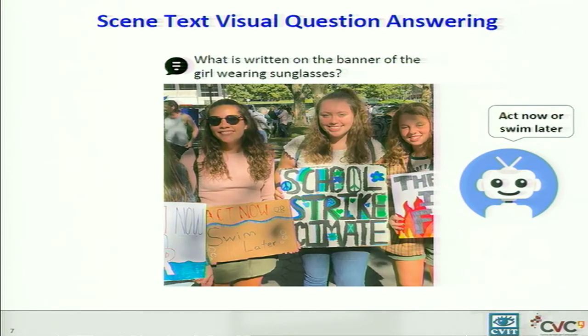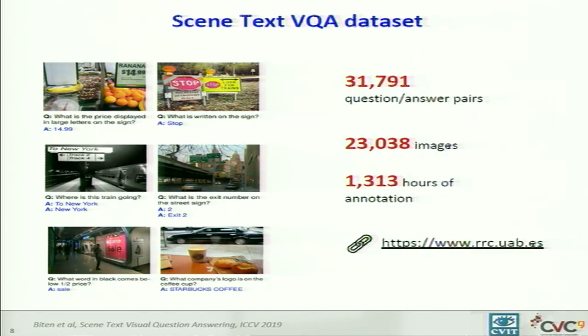So what we want is actually to have models that are able to tackle correctly this interplay between visual and textual information, to reason about the question, and then to provide the correct answer that may be using any of these modalities, right? So in order to work on this interesting problem, we have created a new dataset, the ST-VQA dataset. It has more than 31,000 question answer pairs over more than 20,000 images. Obviously, it took a lot of hours of annotation to create this dataset.